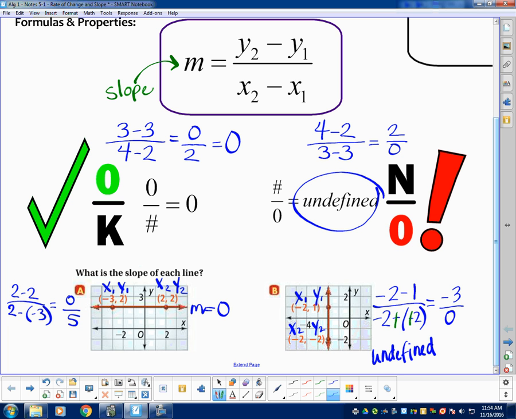Notice that it's a vertical line. So a vertical line is always an undefined slope. A horizontal line is always a slope of 0. Lots of people last period lost points because they didn't have any of this written down.